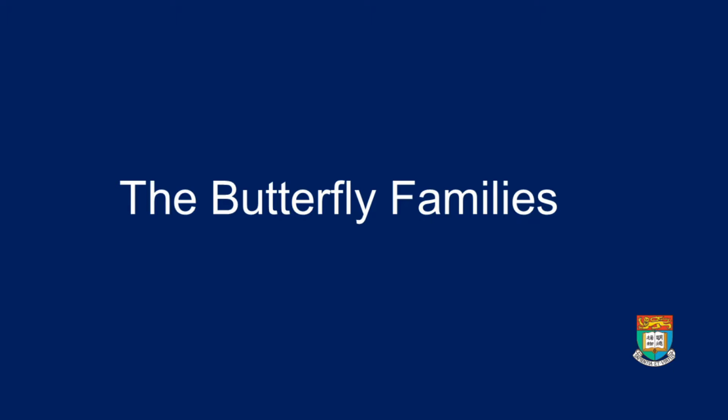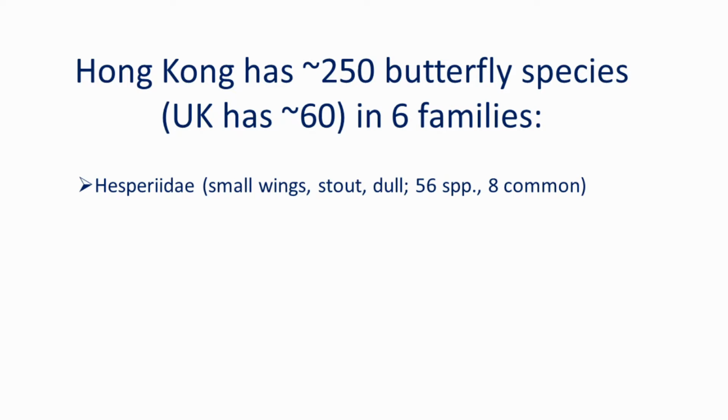Now we'll talk about butterfly families. It's useful to know the butterfly families, because if you know the butterfly families, you can identify an individual by the family, and then you can figure out what the species is. Hong Kong has 250 butterfly species, relative to the UK, which only has about 60 species. And the first family we'll look at is Hesperiidae.